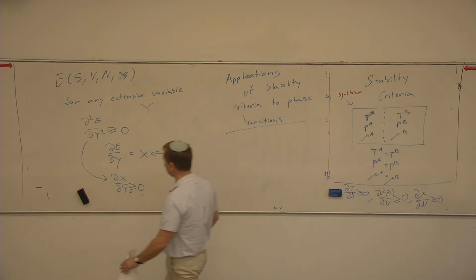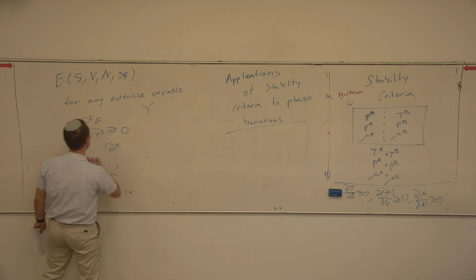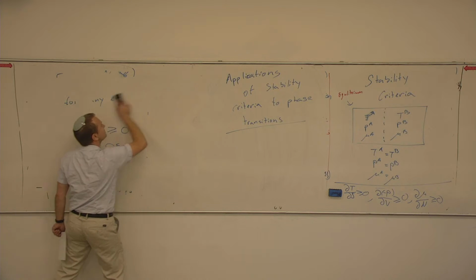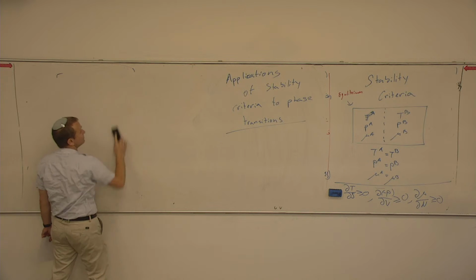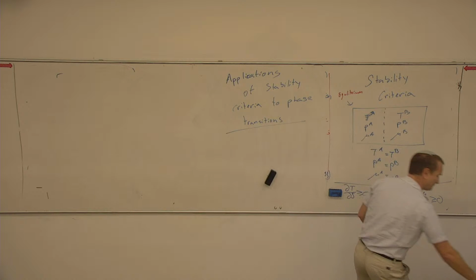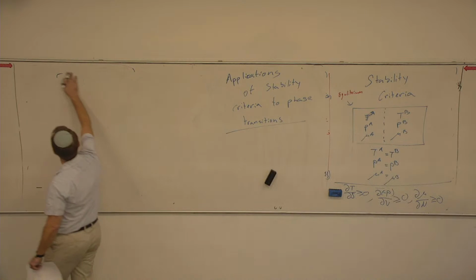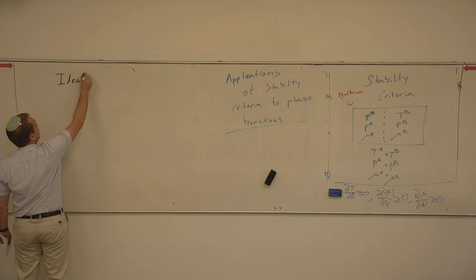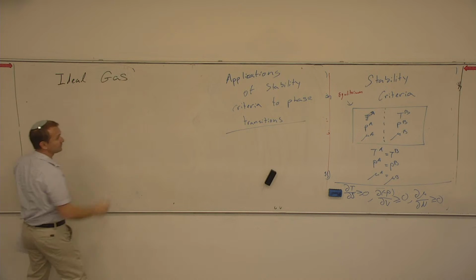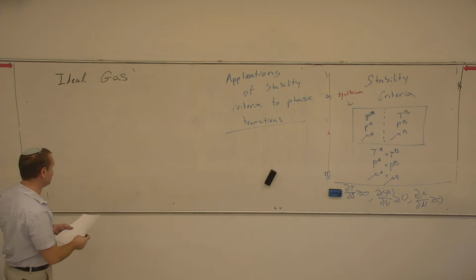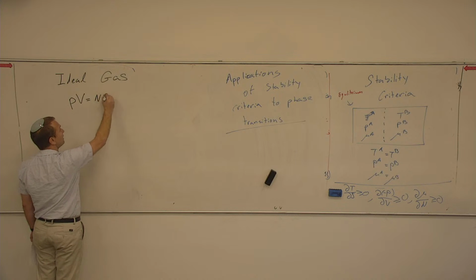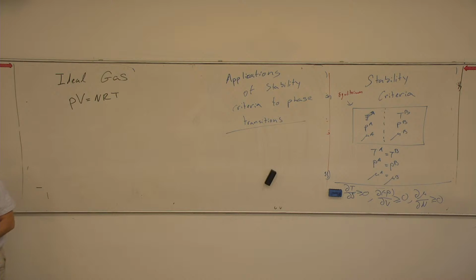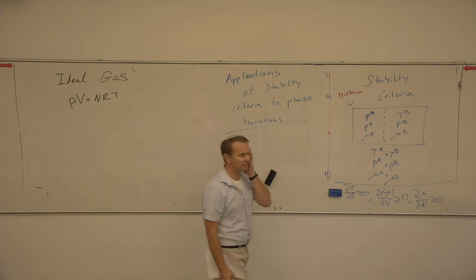And we start with something that you have already seen in thermodynamics, and this is the state equation of ideal gas. Ideal gas. So what is the equation of ideal gas? PV equals nRT. R is a constant, the gas constant, N is the number of molecules inside, T is the temperature, P is the pressure, V is the volume.